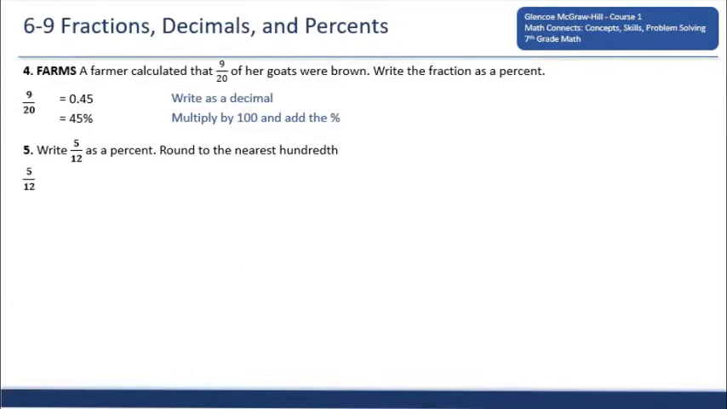Number 5, write 5/12 as a percent, round to the nearest hundredth. 5/12. So we're just going to divide 5 by 12 to get the decimal. And there is the decimal. Now we're going to multiply by 100, round to the hundredths, and add the percent.